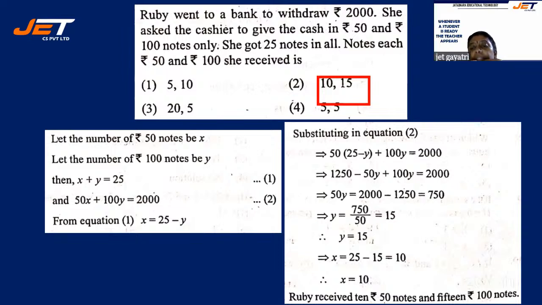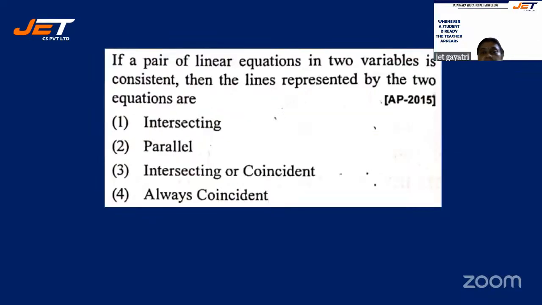So Ruby received rupees 50 notes and 100 rupee notes, because she should receive 50 rupee notes and 100 rupee notes, right? So in that she received 10 50 rupee notes and 15 100 rupee notes. All right, see the next question.